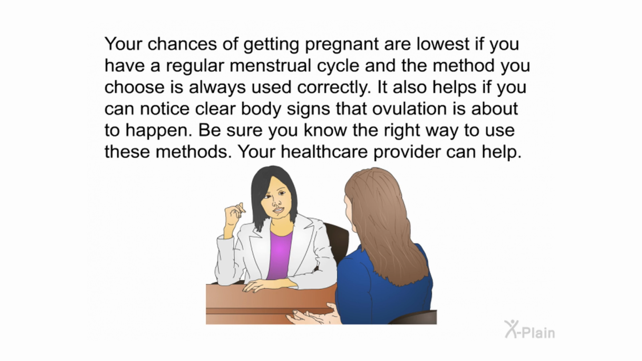Your chances of getting pregnant are lowest if you have a regular menstrual cycle and the method you choose is always used correctly. It also helps if you can notice clear body signs that ovulation is about to happen. Be sure you know the right way to use these methods. Your healthcare provider can help.